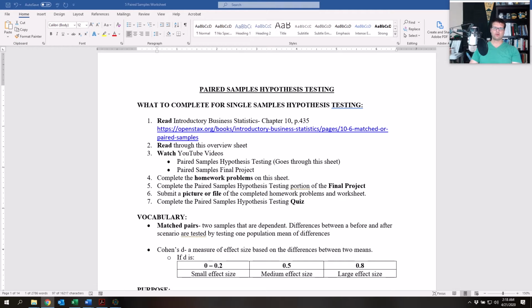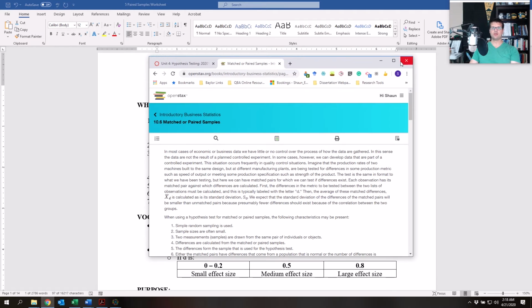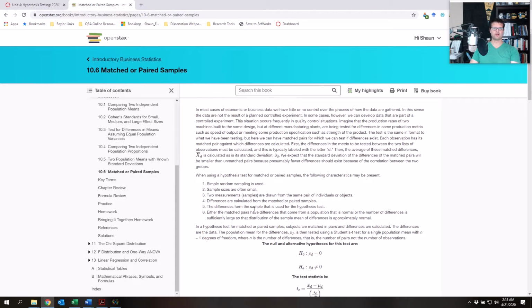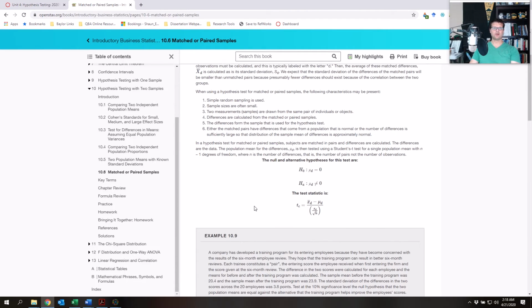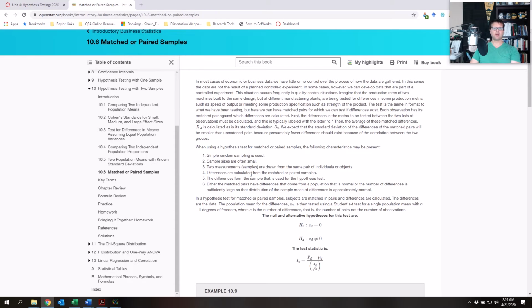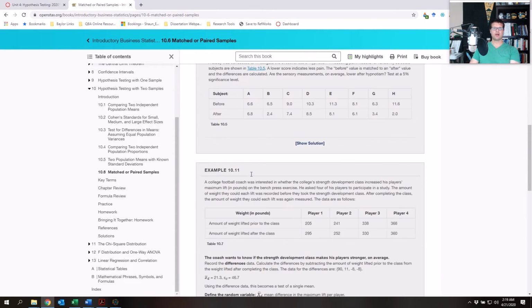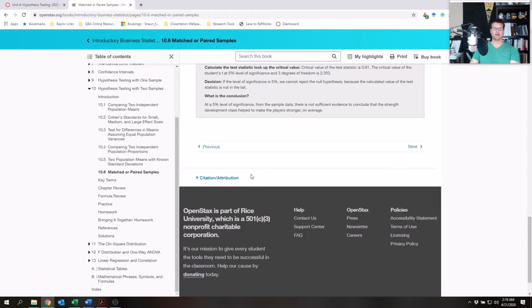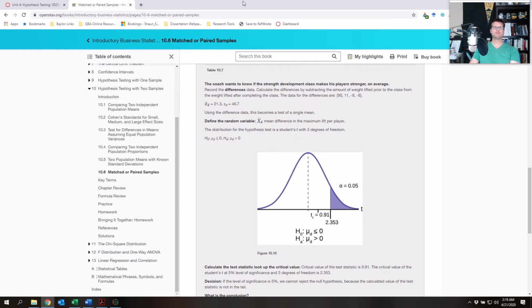In order to go through this, make sure that you read through the section in the book on matched pairs or samples, and if you click on that, it'll bring you to the section in the book. It's in chapter 10, specifically 10.6, matched or paired samples, and it'll bring you through some examples and give you a little bit more information about that.